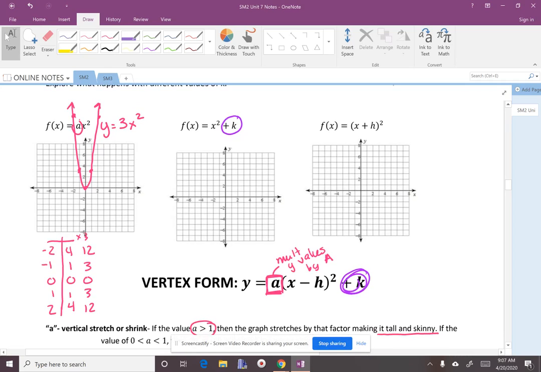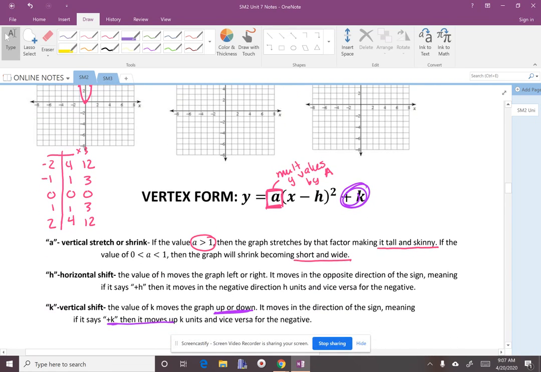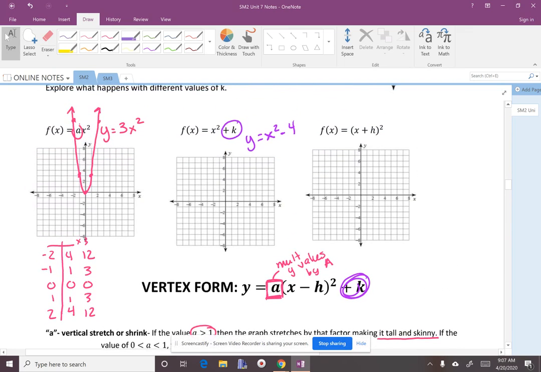So let's do y equals x squared minus 4. Okay, what we would do is we are going to take the Y values, okay, and we are going to move them all down. So we're going to add or subtract from the Y's.